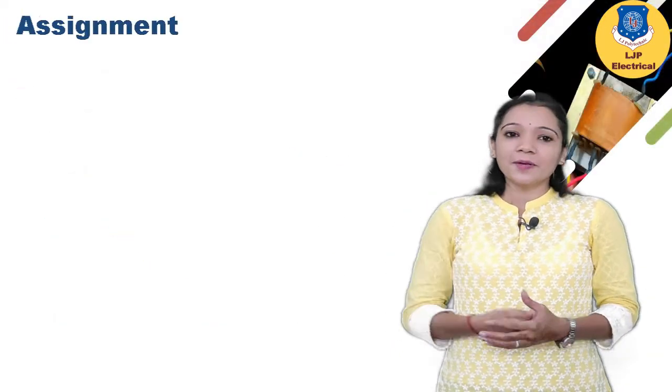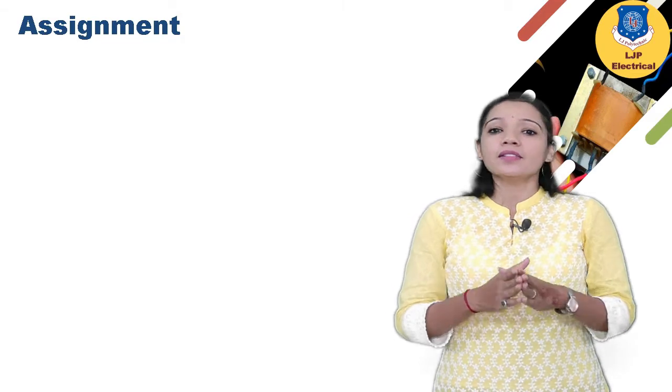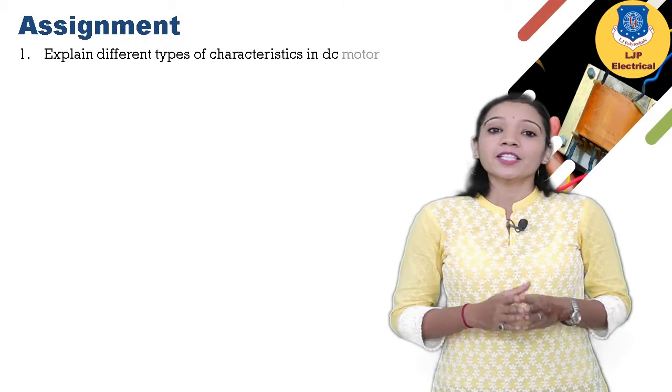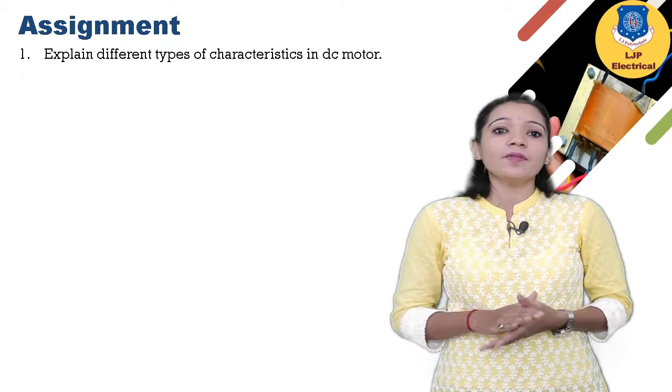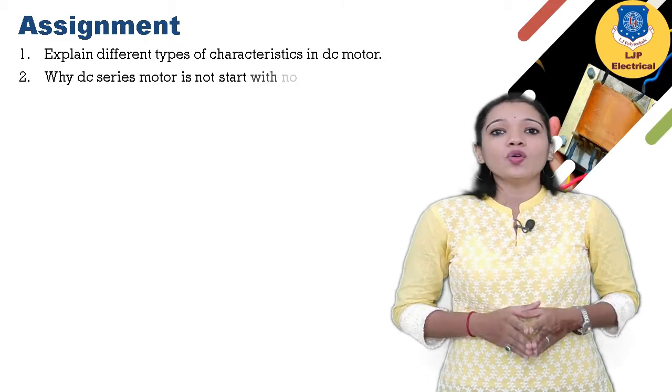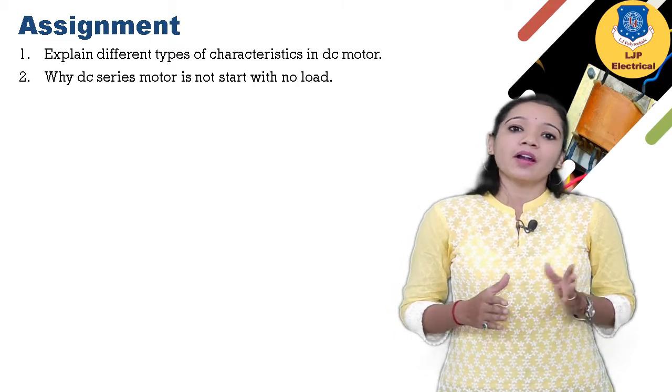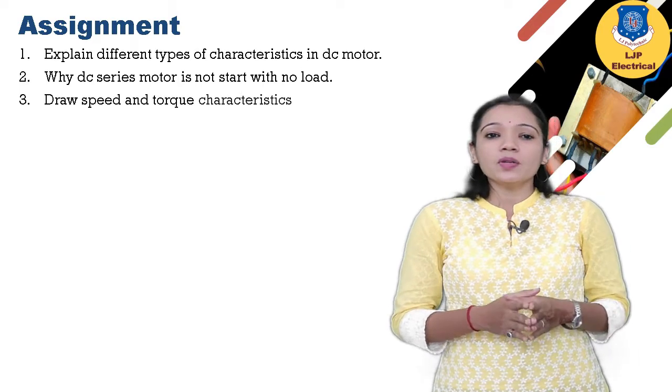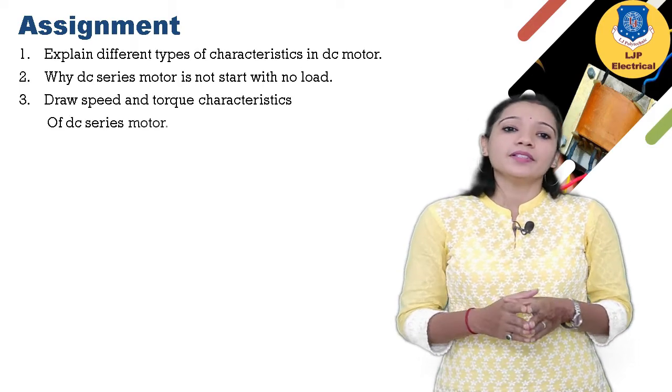So here are the assignment questions related to this video. The first is, explain different types of characteristic of DC series motor. Explain why DC series motor does not start with no load condition. Draw speed and torque characteristic for DC series motor.